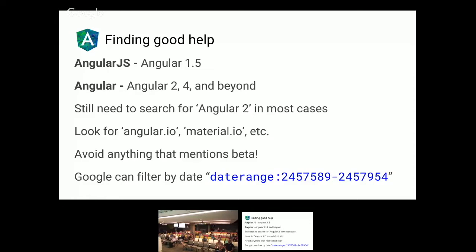And a Google tip from Jens: you can filter by date. You can give Google a date range, and that's a good way, if you get the Julian date, to restrict your search, so you'll get better results. So if you just Google Angular stuff for the past year, you're guaranteed to get Angular 2 and beyond.